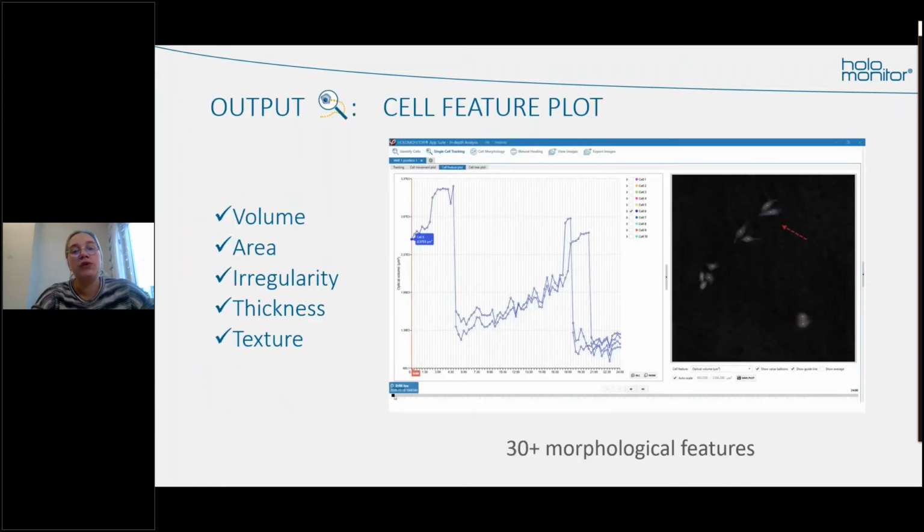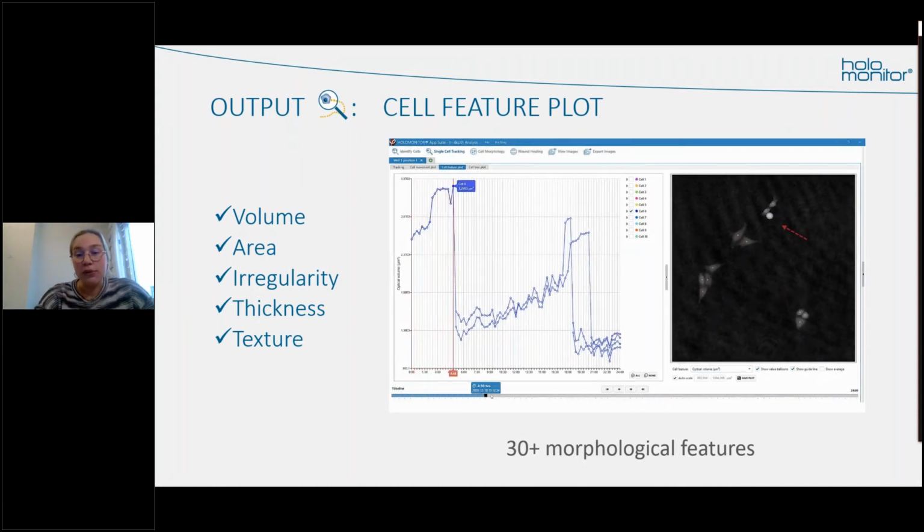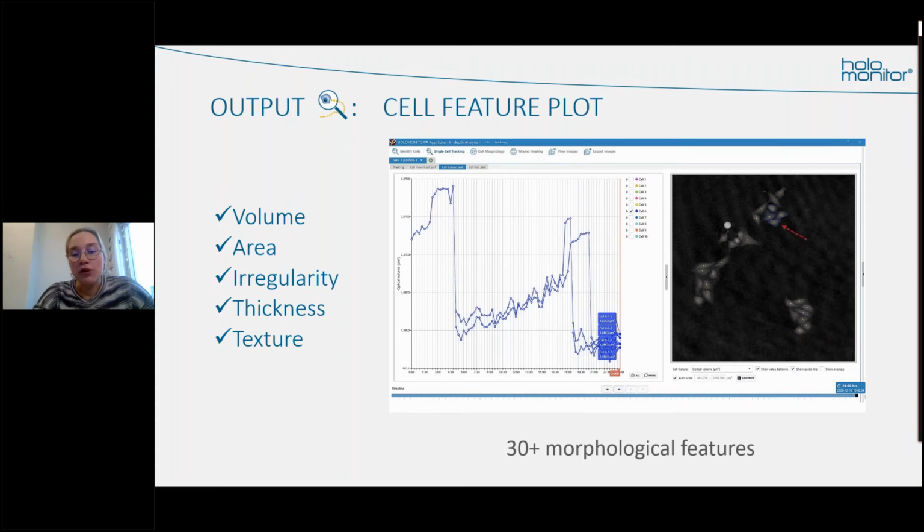The next type of output you can get from the HoloMonitor Single Cell Tracking Assay is the cell feature plot. This gives you the chance to study changes in morphology of the tracked cells over the course of the time lapse. Some of the most used morphological features include volume, area, irregularity, thickness, and textures. And in this movie, we are following the cell outlined in blue at the top of the image and looking at how the volume changed over 24 hours. The sharp drop in volume occurs every time the cell divides.